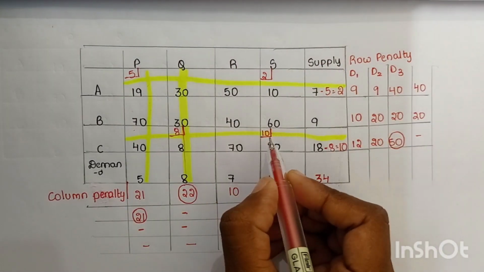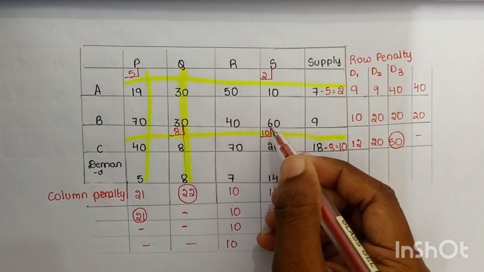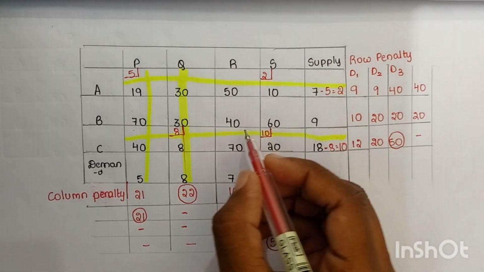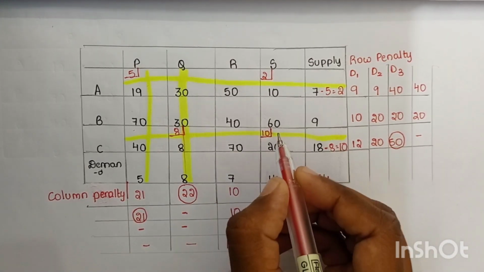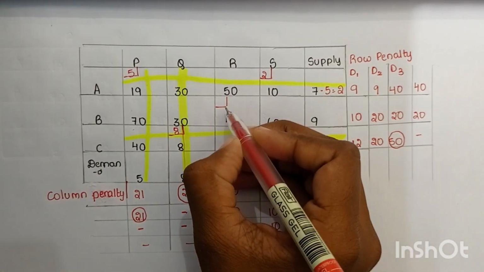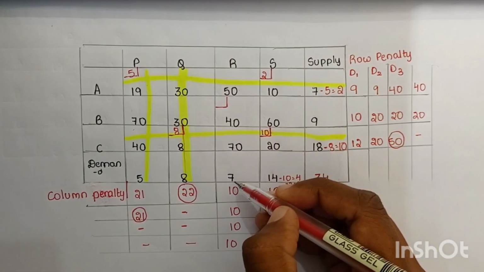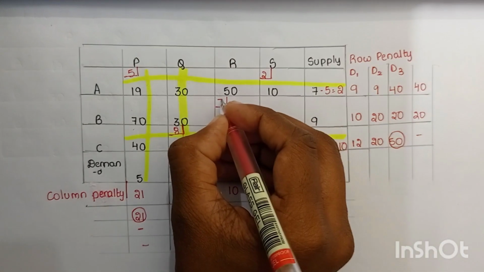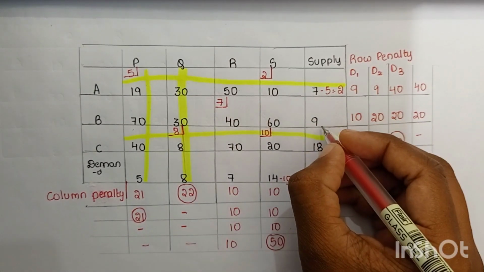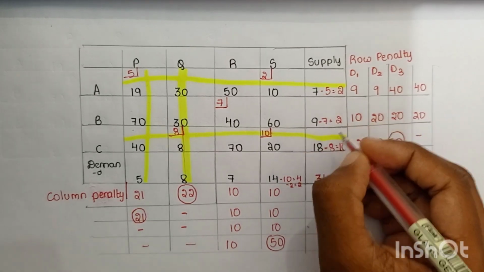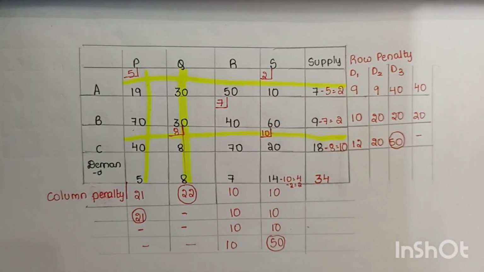Okay, so the remaining values are 40 and 60. There is no need to do the row penalty and column penalty as we just have these two digits. Among these, the least value is 40, so I will start the allocation here. The demand is 7 and the supply is 9. So the least value is 7. I will allocate that 7 and deduct that 7 from 9. So 9 minus 7 is 2. As I have given everything in this column, I will just strike off this column.